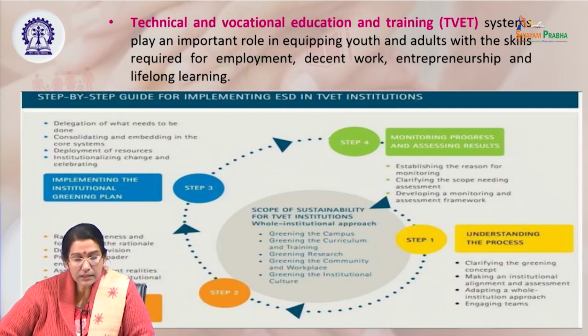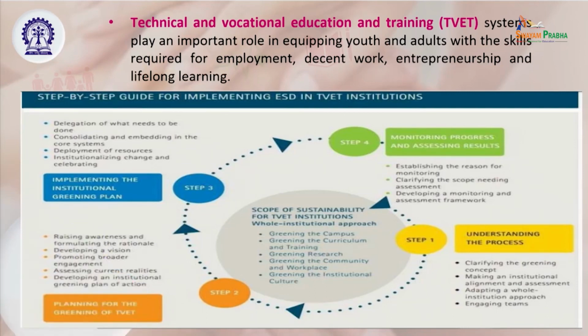This is a model we can see. This is a model of a step-by-step guide for the implementation of ESD, and how it can be incorporated in institutions. As we can see, the scope of sustainability for TVET institutions is in terms of green campus. We can focus on how to create the green campus, green curriculum and training, green research, green community and workplace, a greener institutional culture, and similarly, implementing the institutional green plans and blueprint.